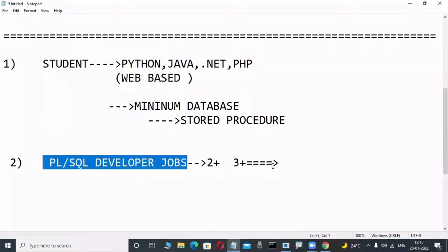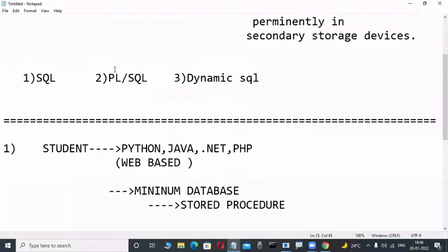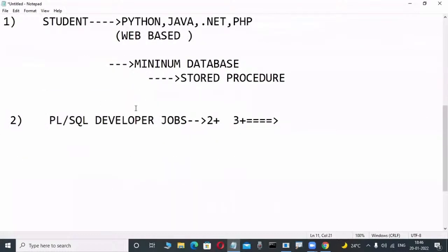Especially our concepts, I'm telling in-depth knowledge only, where the interview questions come from, I know. Those persons apply for PLSQL developer jobs also. So many fellows learn this course, because in this course we learn SQL also and PLSQL also, right? So that is for PLSQL developer jobs.